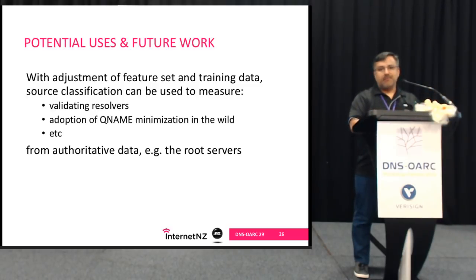We can measure the adoption of QNAME minimization in the wild, right? A resolver that's using QNAME minimization doesn't send any signal. We don't have telemetry to know they're doing this. There's a project from DNSNet Labs, but that requires active probing. We can do passive probing and detect that. And then, I don't know, think widely, we can start building this methodology to do other measurements we can think of.